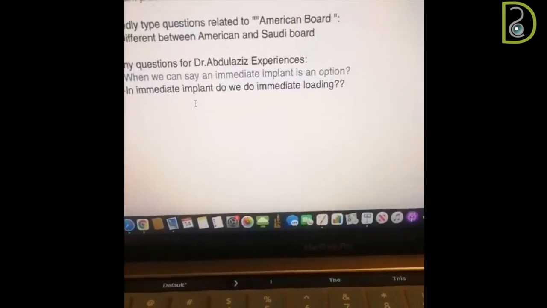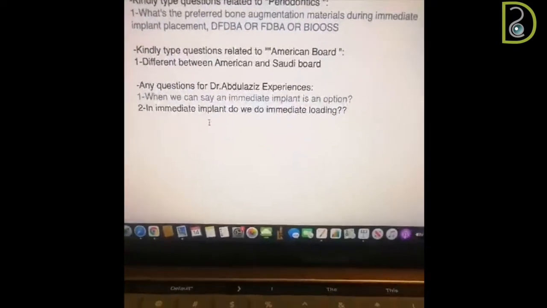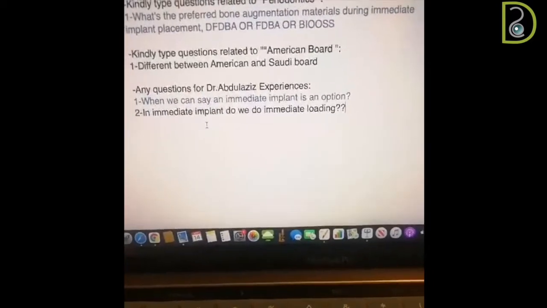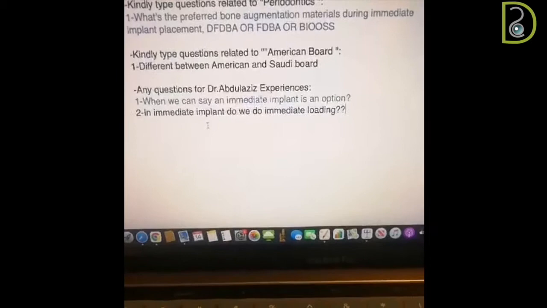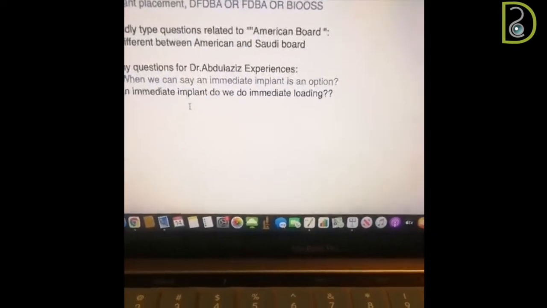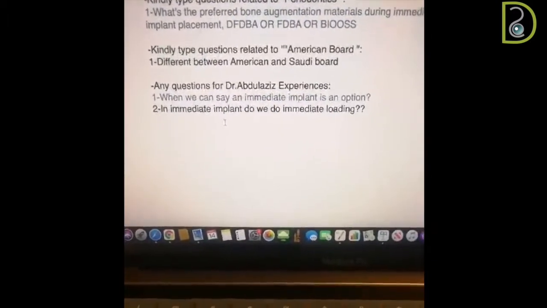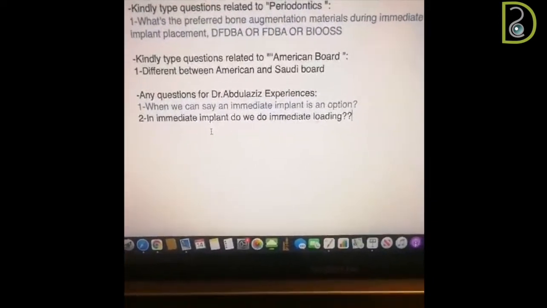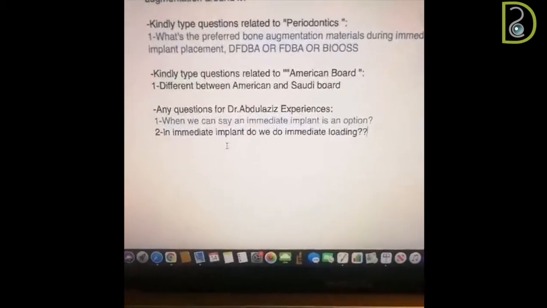Okay, so regarding the difference between the American board and the Saudi board. To be honest with you, I don't know exactly the Saudi board, but I believe when we say Saudi board, that means the residency and the board examination at the same time. So for the Saudi board, they are trained and examined at the same time. For the American board, it's different because your training is separate from the American board.